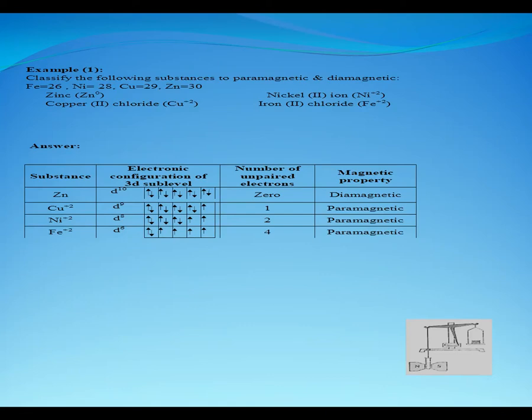For iron, for example, Fe2+, which is ferrous. If we write the electronic configuration, which is argon 18, 4s0, 3d6, the number of unpaired electrons equals 4, and therefore this is a paramagnetic material also.